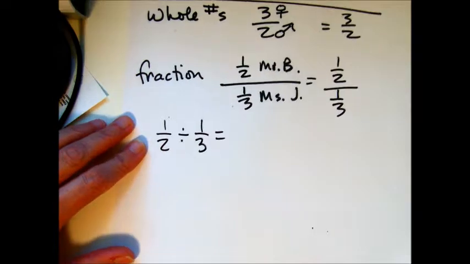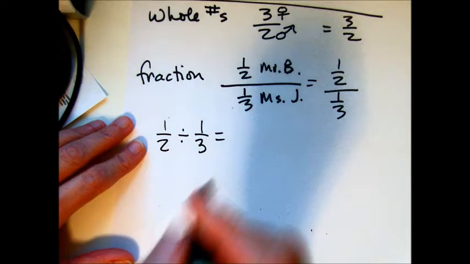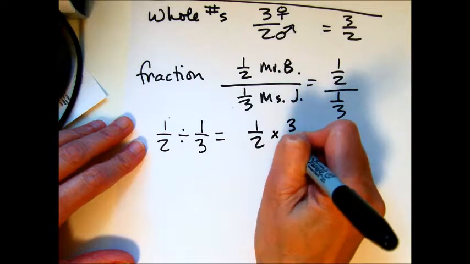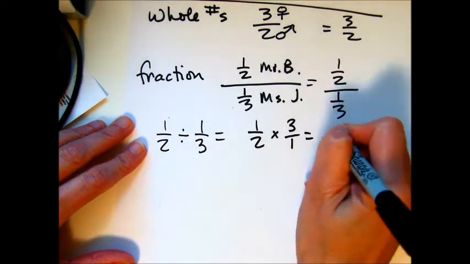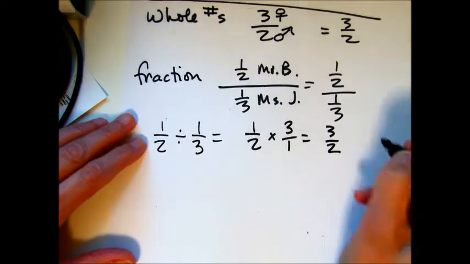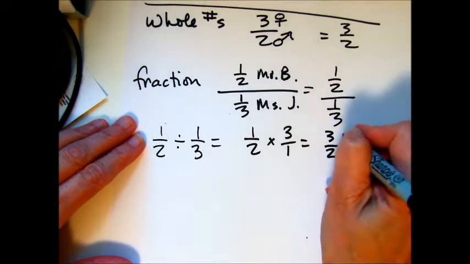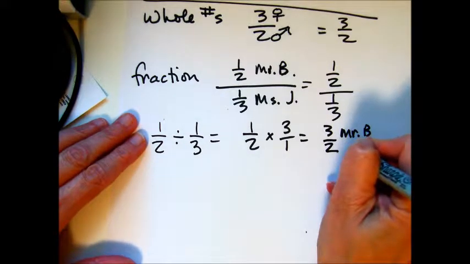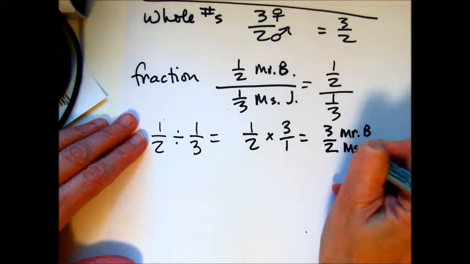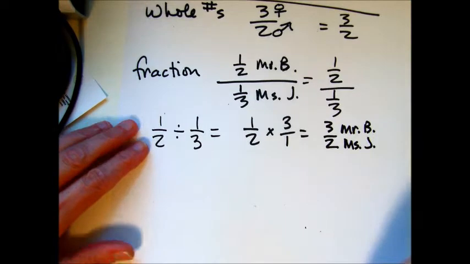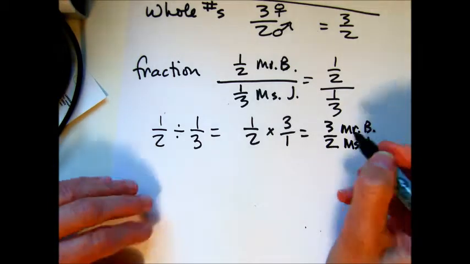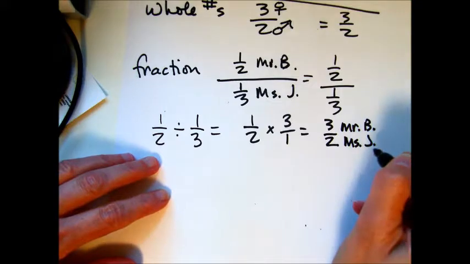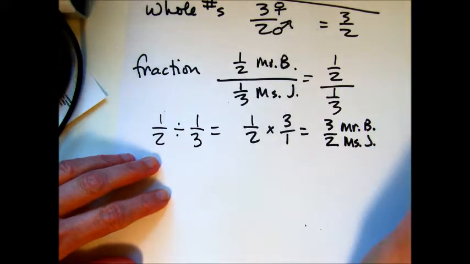Hopefully you're remembering this. Remember we have to flip the second one and multiply, so 1/2 times 3 over 1, and then we get 3 halves. So in this case, the 3 is going to represent Mr. Brown's class, and the 2 will be Ms. Jones' class. So how we would read that is for every 3 students from Mr. Brown's class, 2 students from Ms. Jones' class are going to be going on the field trip.